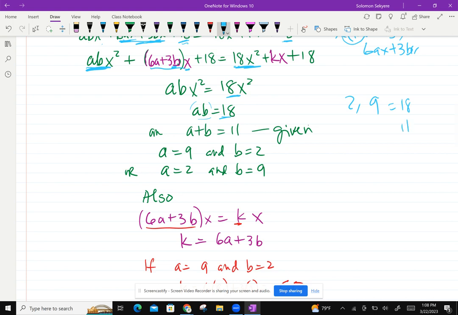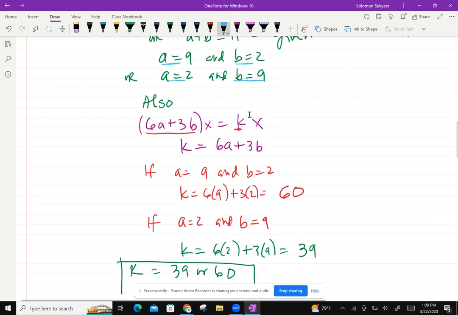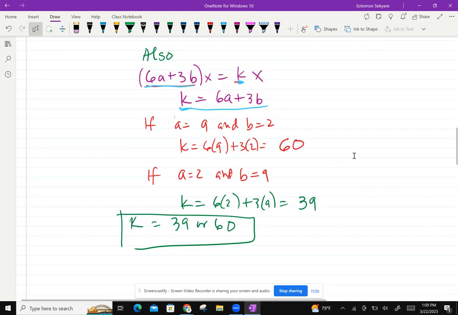But we don't know which one is 9 and which one is 2. So a could be 9 and b could be 2, or a could be 2 and b could be 9. Now if you look at it again, the x term, the kx, and the (6a plus 3b)x on the left side, you compare them and you see that your k is equal to 6a plus 3b. So this is your k.